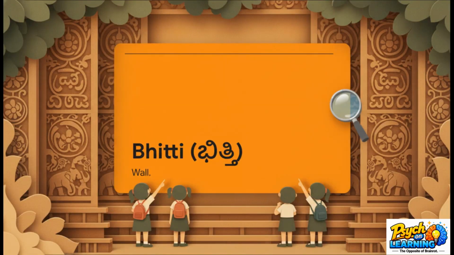A really great word to learn from our history here is bithi. Bithi means wall. For example, bittiya mele chitra vide, meaning there is a picture on the wall. Whenever you go on school trips to ancient temples, those incredible carvings you see on the stone blocks, those are written right there on the bitti.